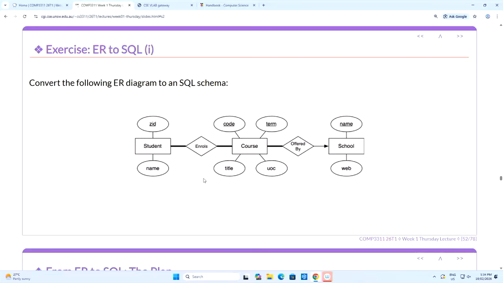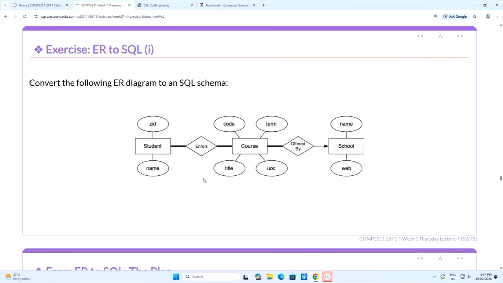And by looking at it, how many tables do we need to create? Well, we need to create the student table, the course table, the school table. And what other tables do we need to create? We need to create the tables for the relationships as well, for enrolls and offered by. Exactly, that's a very good thought.